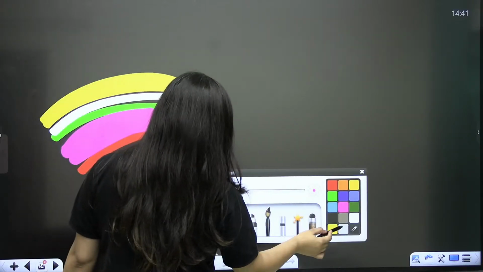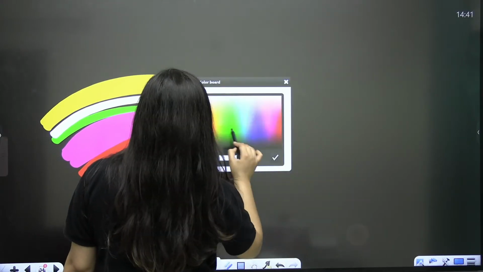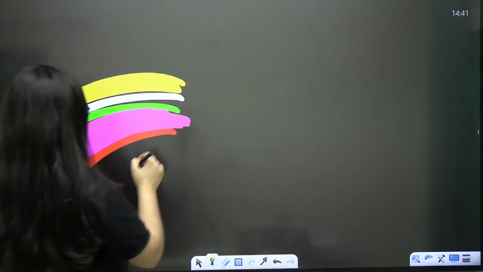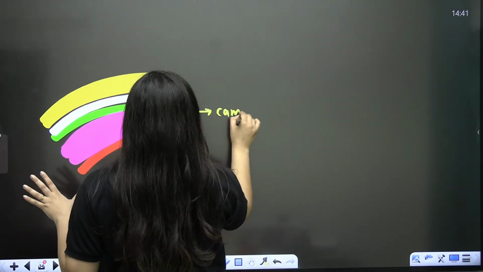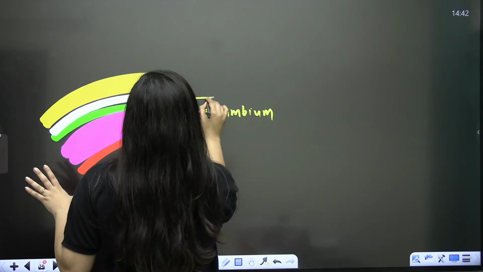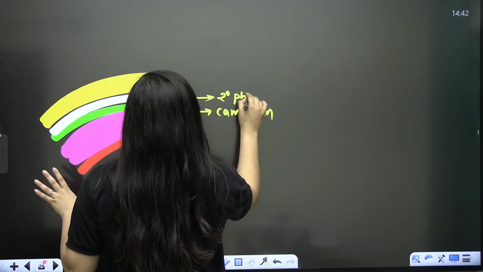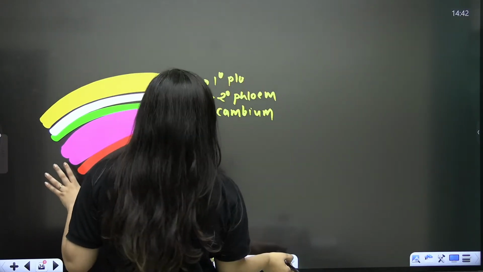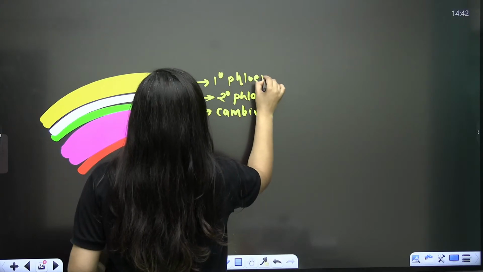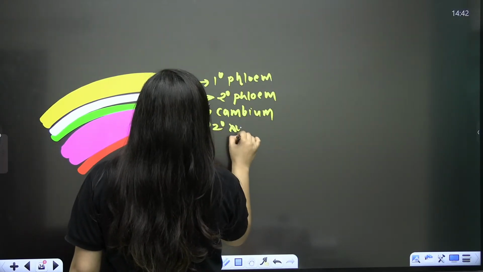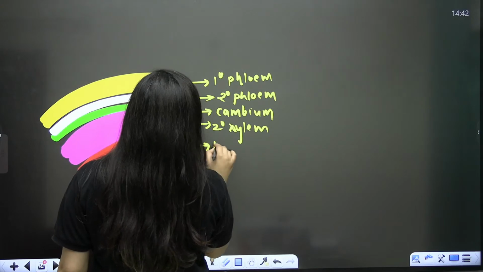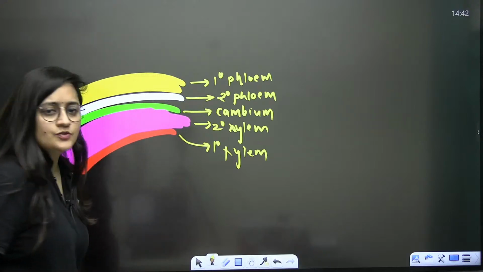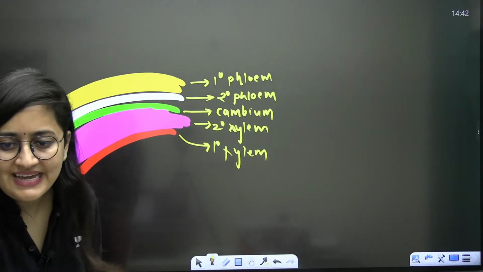So that's how it is present, yes or no? This one is the cambium. Let's consider it as cambium. Secondary phloem. Primary phloem. Secondary xylem. Primary xylem, right? So this is all the activity of your fusiform initials.